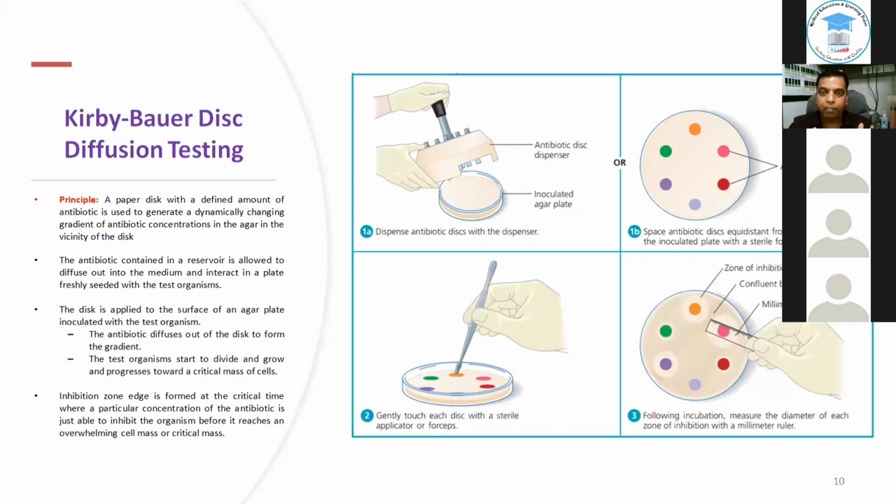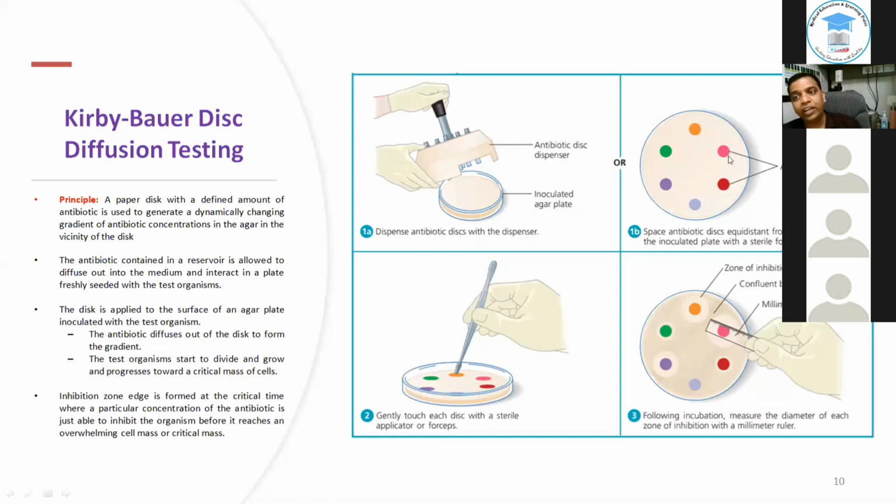A suspension of the bacterial colonies is made, and we pour the bacterial suspension over another sensitivity agar plate. Then we apply antibiotic discs. These are paper discs impregnated with antibiotics.